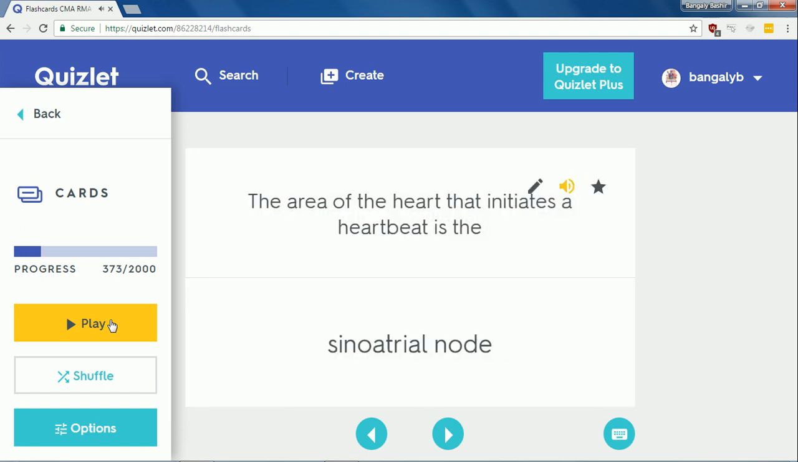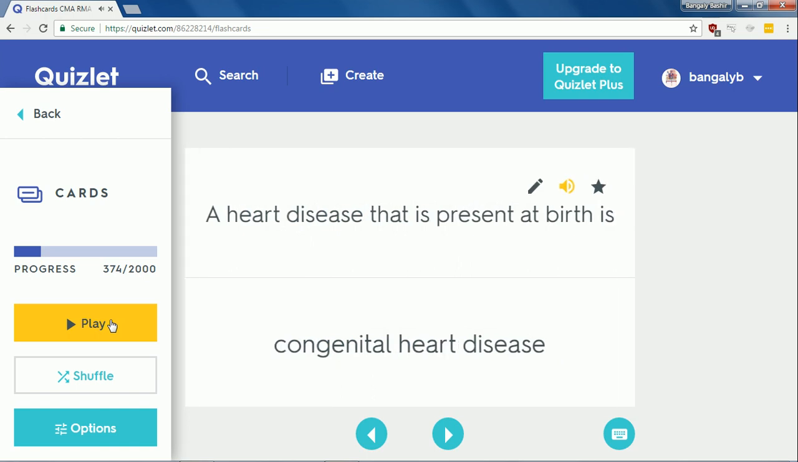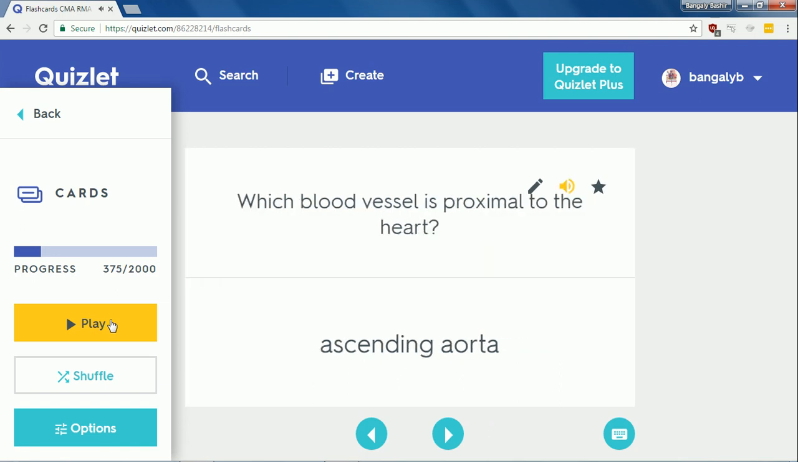The area of the heart that initiates a heartbeat is the sinoatrial node. A heart disease that is present at birth is congenital heart disease. Which blood vessel is proximal to the heart? Ascending aorta.